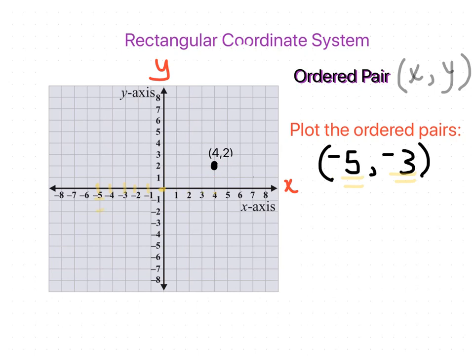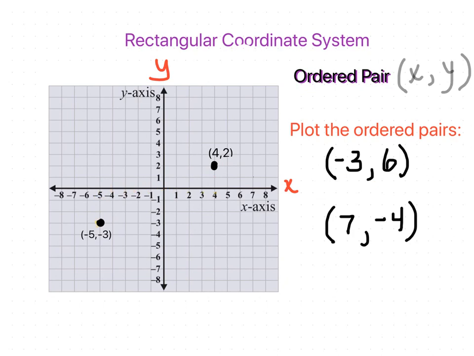1, 2, 3. So here's where we end up at the point -5, -3. And there I put a label on it so I can remember where I am. Now, I suggest labeling your points, especially in the beginning. Once you get a little better and neater with your graphing and your plotting of your points, it may be that you don't have to do this quite so much, but you will have to label your graphs. And we'll get into that later on.